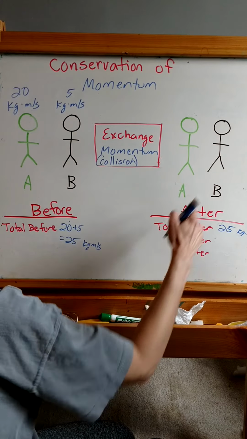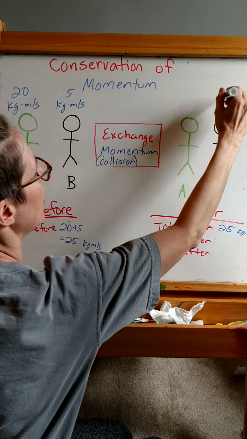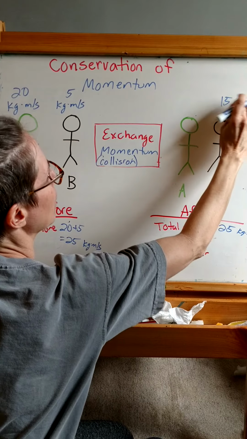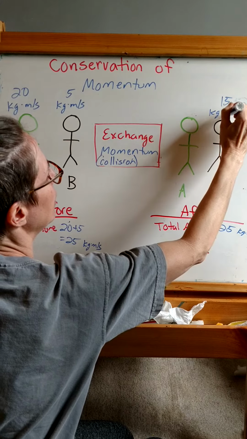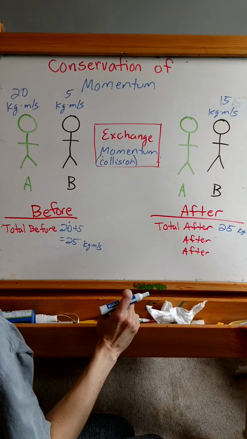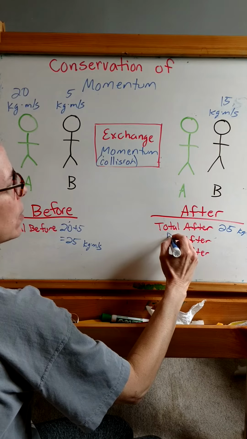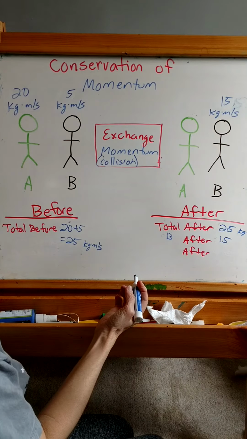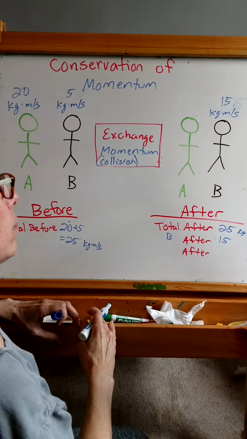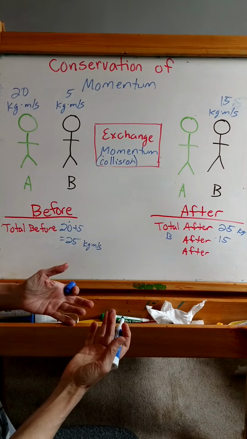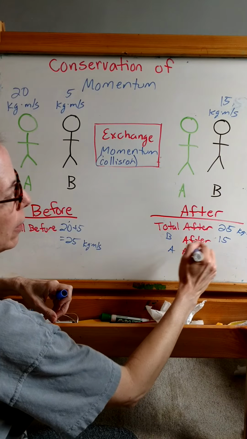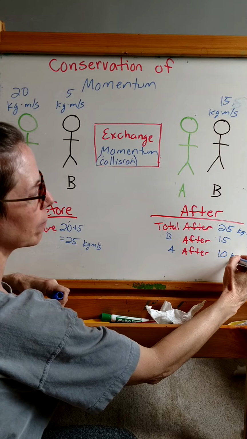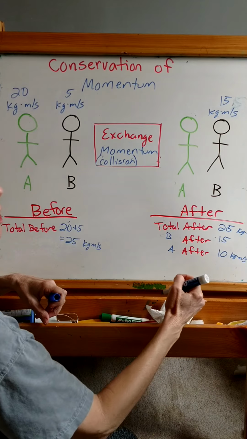All right. Let's say that person B now has 15 kilograms times meters per second of momentum, okay? So person B after has 15. And you might have a question, well, how much does person A have now? Well, person A must have 25 minus 15. They must have 10 because our total has to be 25.